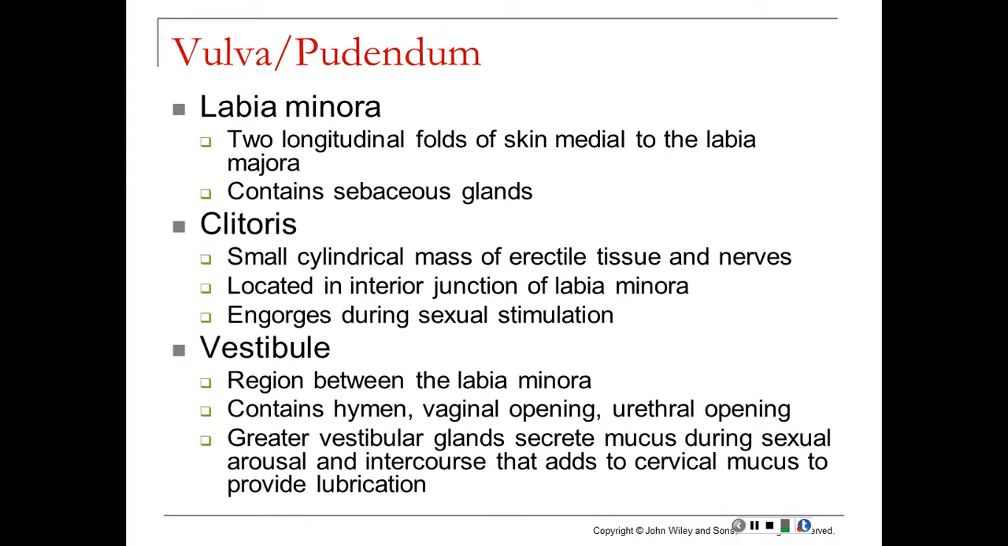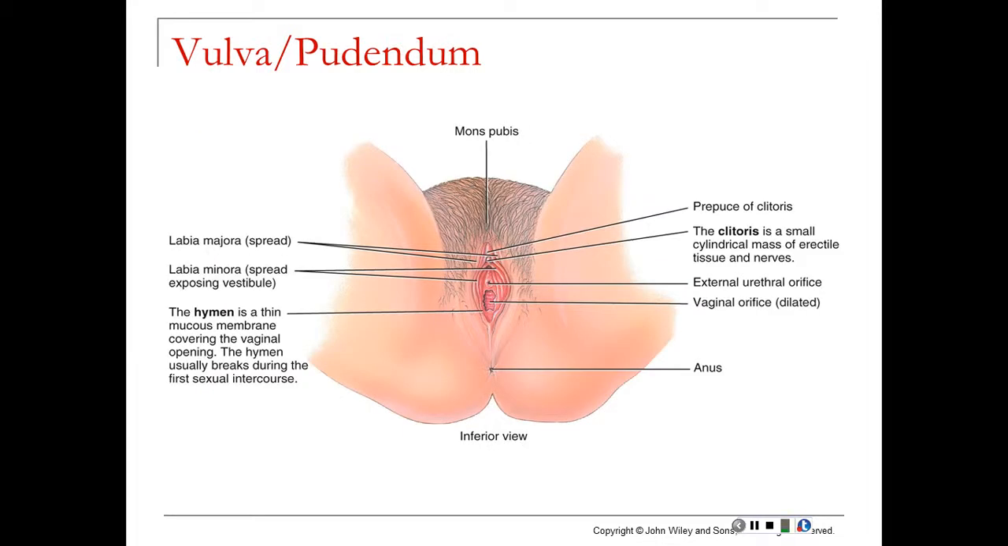to provide lubrication. Here you can see the inferior view of the structure. You can see the hymen, this kind of extra fold. You can see the labia minora, labia majora, the clitoris here, and the mons pubis is the fatty tissue.